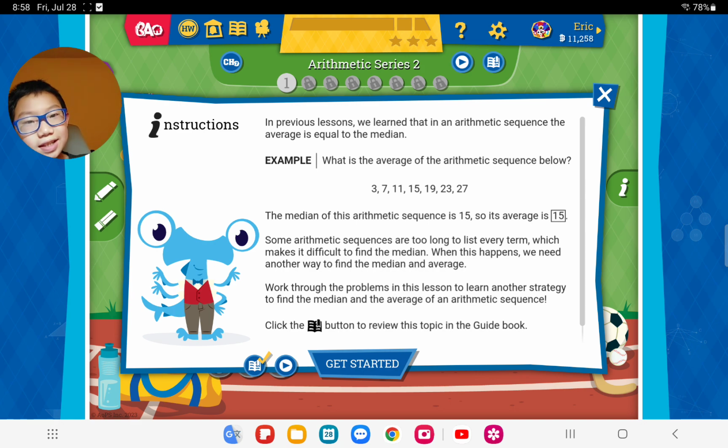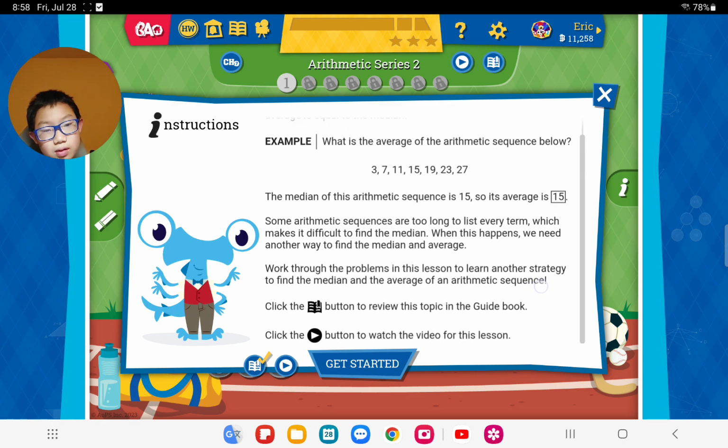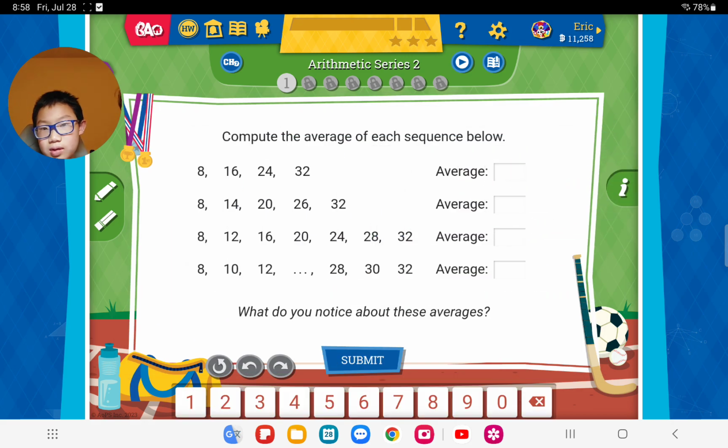In previous lessons, we learned that in an arithmetic sequence, the average is equal to the median. Average equal to the median. Keep going. So just get the median interval, get the average.